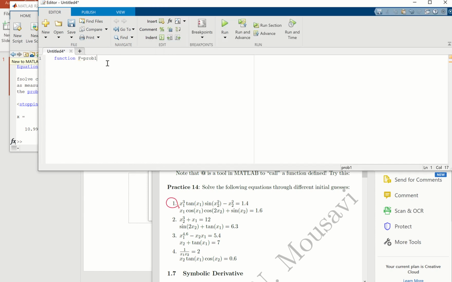Prob1 of x, so I have 2 x's. You can have 3 x's, you can have 4 x's to find. Now f1 is equal to, this is the equation, x1 cubed, multiplied by tangent of x1, multiplied by sine of x2 squared, minus x2 squared. And now I'm moving this number to the left-hand side, minus 1.4. This is my f1. Let me double check with you guys.